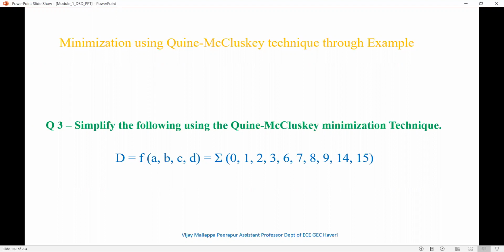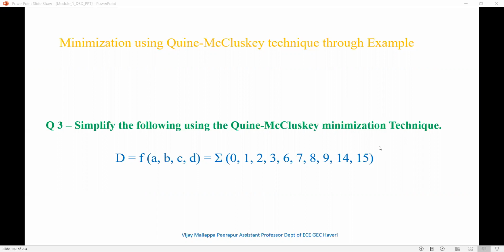We'll proceed with the next example here. Simplify the following using the Quine-McCluskey minimization technique. What is given? D is a function of input variables A, B, C and D, which is equal to the summation of min terms 0, 1, 2, 3, 6, 7, 8, 9, 14 and 15. These are the min terms for which the output D is 1.